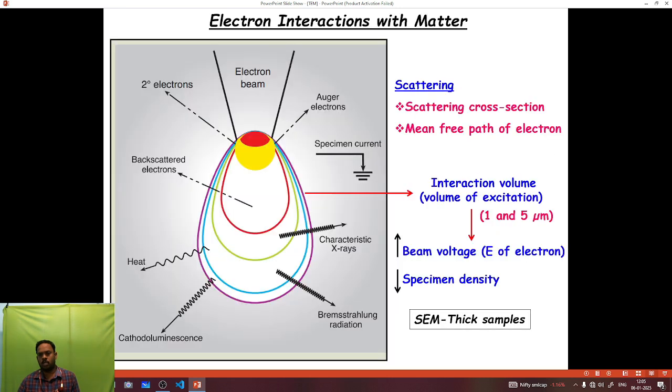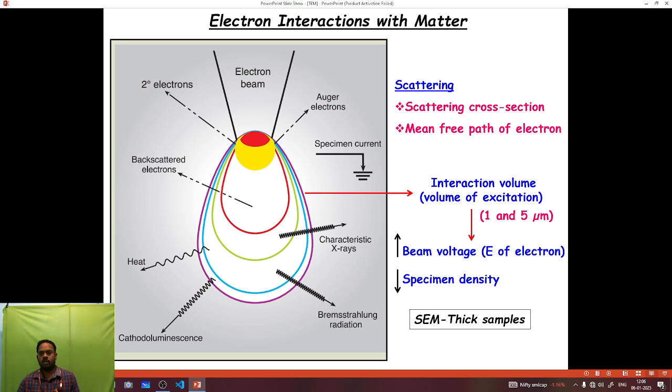Commonly these two techniques are used for obtaining the morphology of the material, the size and shape of the material, the topography of the material, the crystal structure of the material, and the atomic arrangement at the surface of the material. So this information we can get from SEM and TEM analysis.